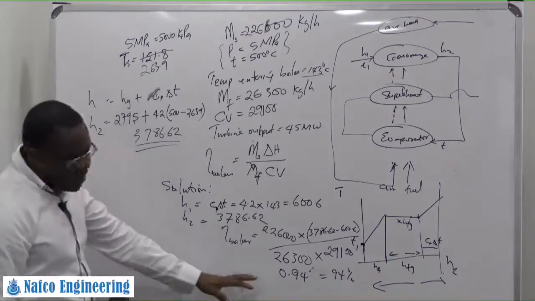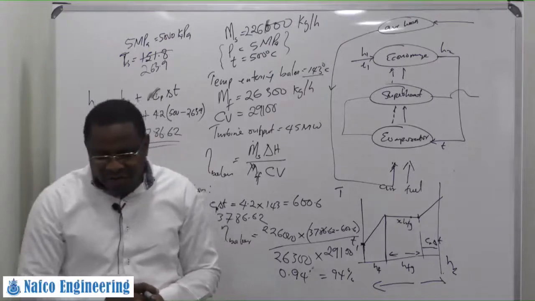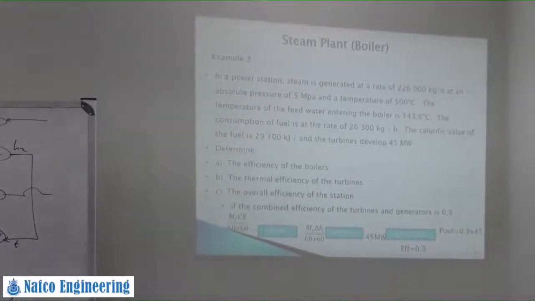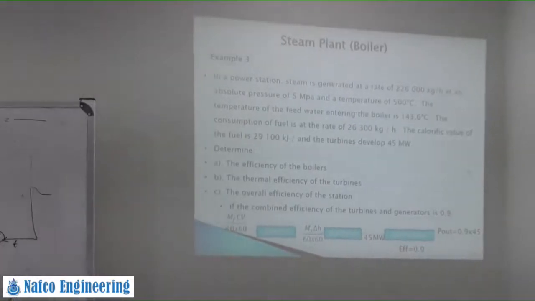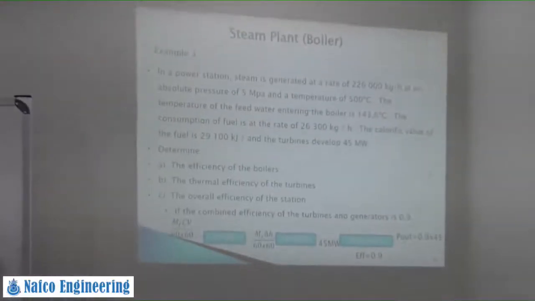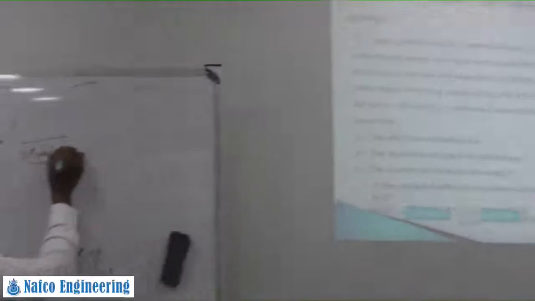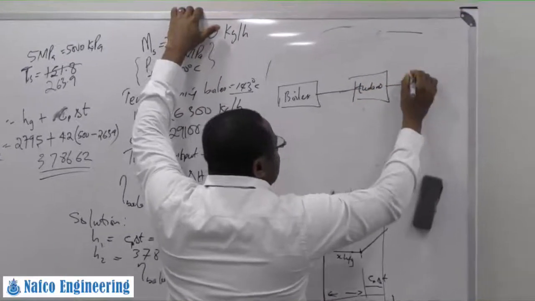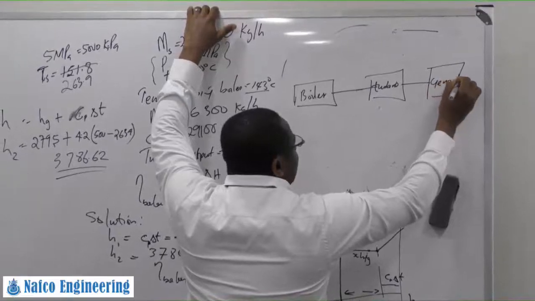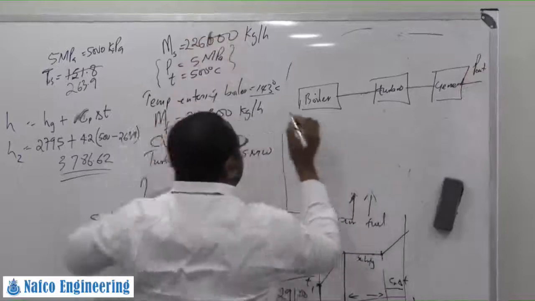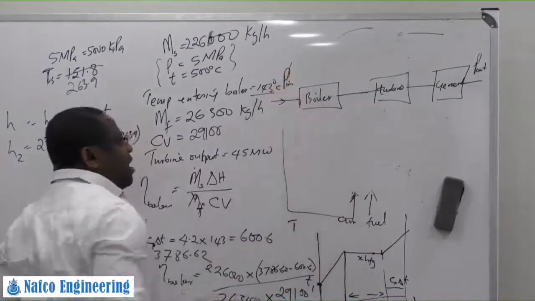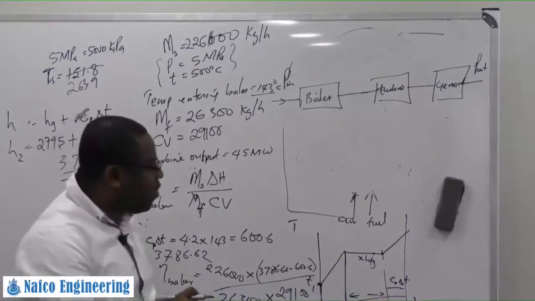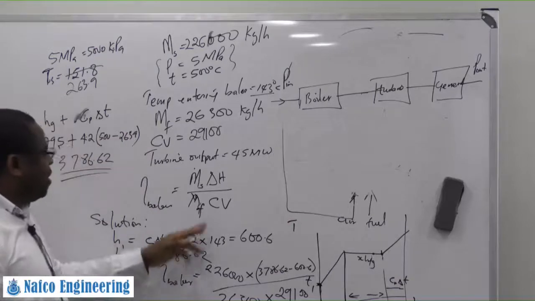Okay, so now the next question is to calculate the thermal efficiency of the turbine. I've sketched something there just to show you a little bit how this works. Remember that when you have a boiler, after the boiler you have your turbine. The turbine is going to drive your generator, and then you have your P out. You have your P in, the power into the boiler, which is the power from the coal.